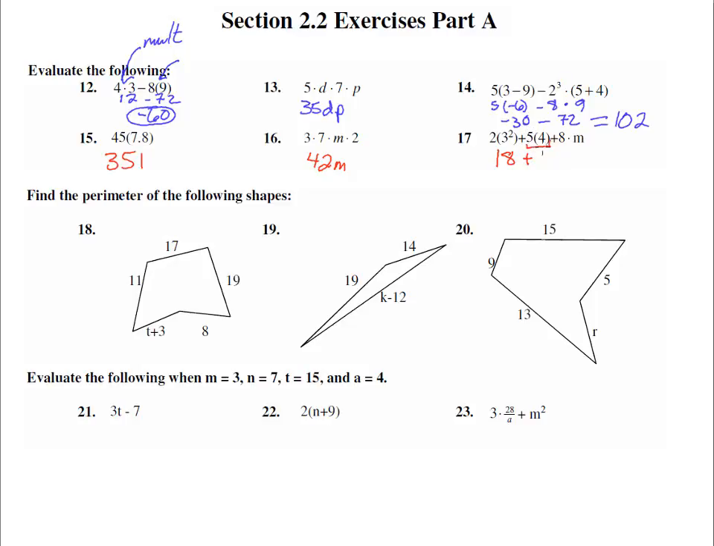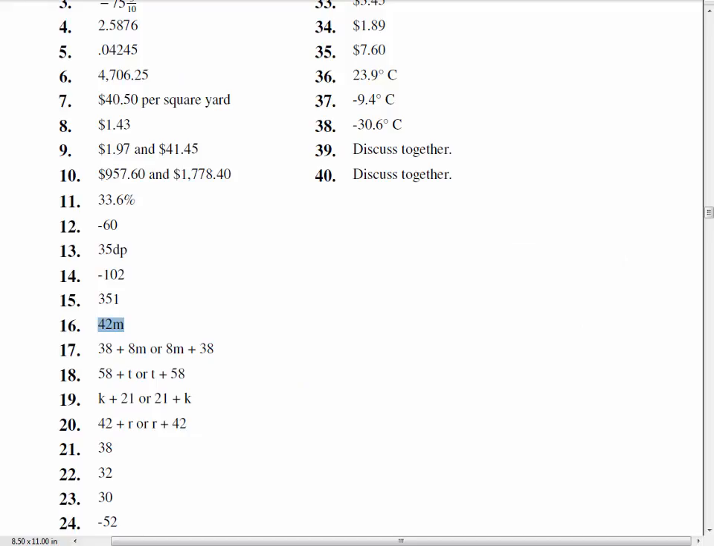Great. Number 17, 2 times 3 squared, so this is 2 times 9, which is 18, plus 5 times 4. This multiplication happens before we can add anything, so that's a 20. And this is plus 8 times m. Now, by order of operations, that 8 times the m has to happen first before you can add it to anything. So it's kind of glued together. And since we don't know what m is, that 8 is stuck. It can't be added to anything out there. So 18 plus 20 is 38 plus 8m, and until we know what m is, that's as far as we can go. Let's check that answer. Yep, 38 plus 8m, or if you had written 8m plus 38, that is also okay.